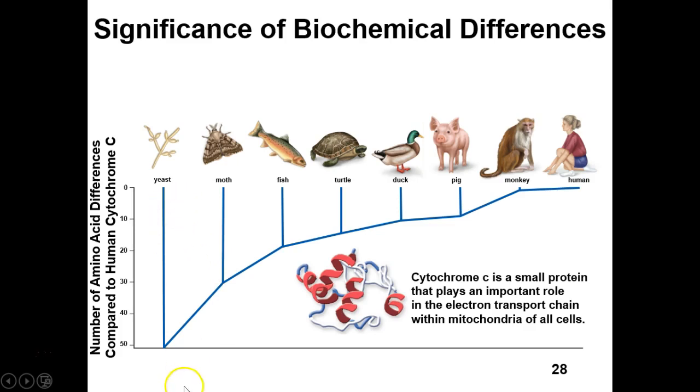And then we always have some outlier. Yeast are not related to animals. We don't fall on the same line. So this is our outlier here. But it's also a eukaryotic organism, so there was a common ancestor between yeast and humans.